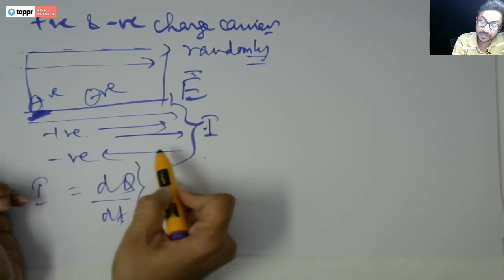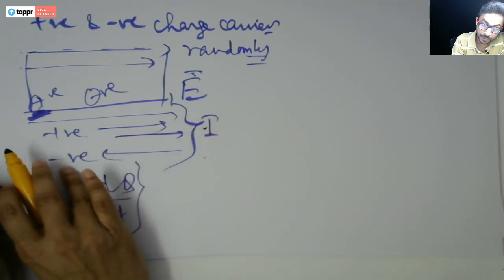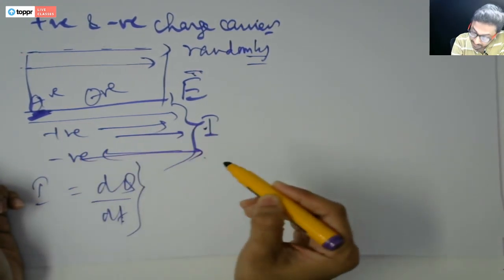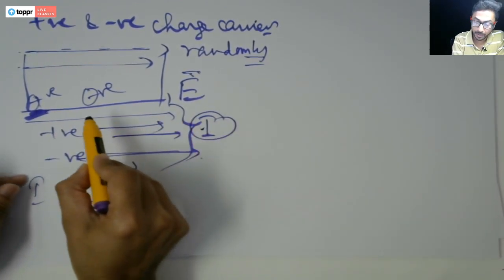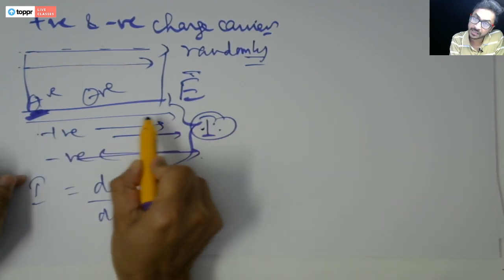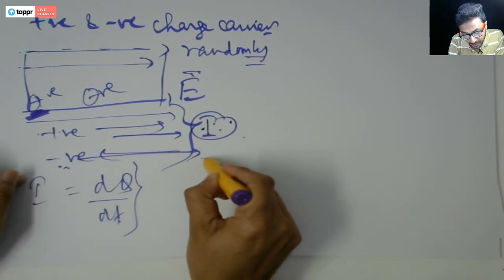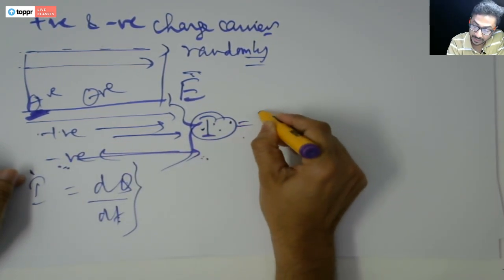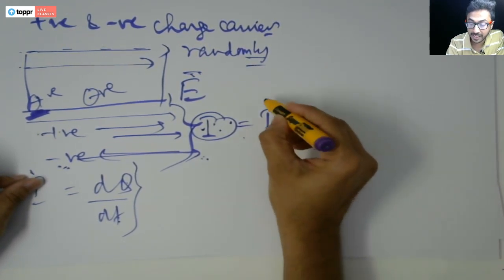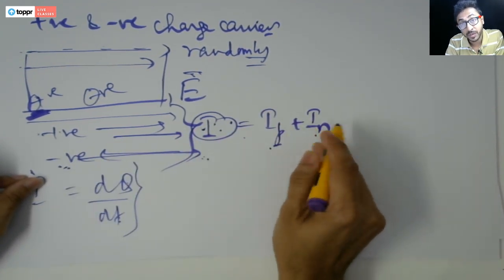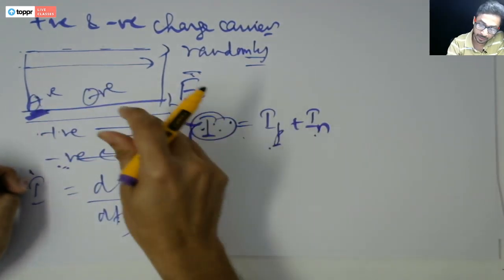Now if negative charges are flowing in this direction, it means, on the contrary, as you know from your previous classes, that positive charges are moving in the opposite direction. So the current comprises both components: the current given by the positive charges in this direction, as well as the current component from the negative charges flowing in the other direction. I can write this as Ip plus In, where Ip is positive and In is negative. Both are in the same direction and we are adding them up. Follow this.